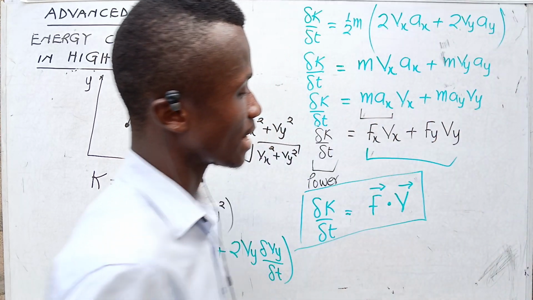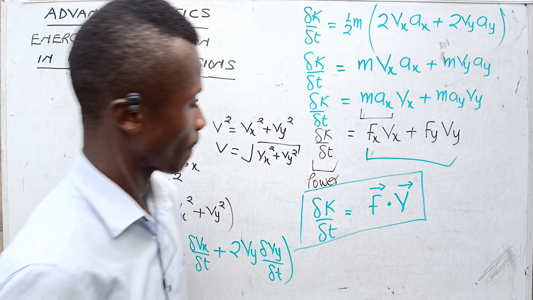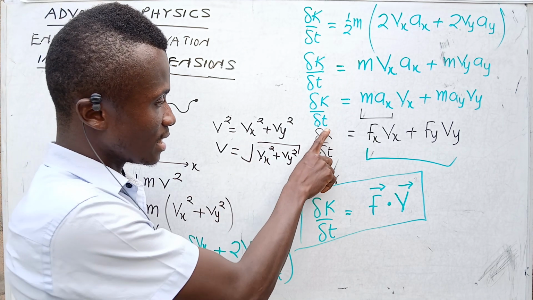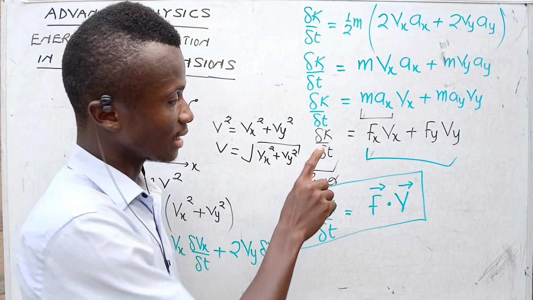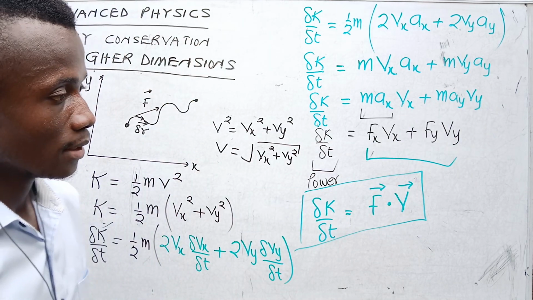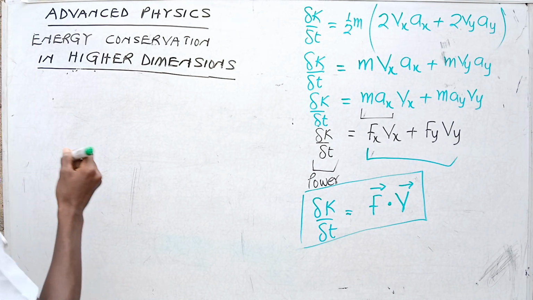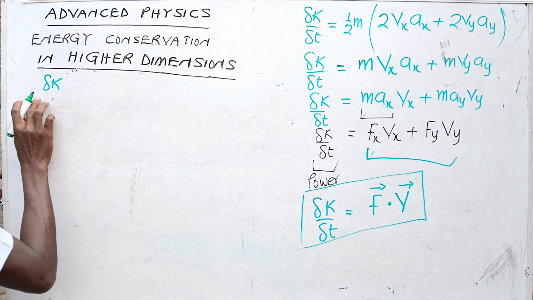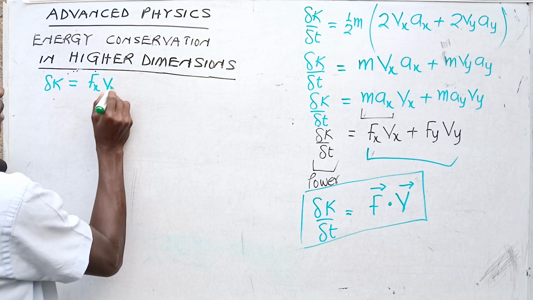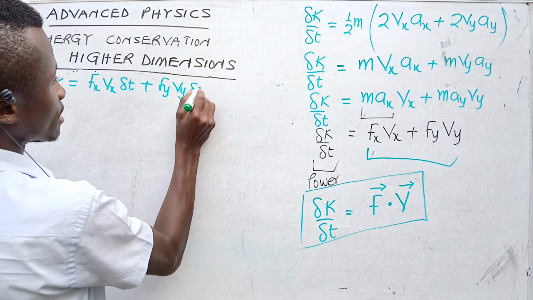They stumble upon an idea, then they give it a name. We call this a dot product. Now, this is the change in the kinetic energy with respect to time, but we just want the change in the kinetic energy alone. So let's multiply through by dt. By so doing, we have dK, which is a change in the kinetic energy, is going to be equal to Fx vx dt plus Fy vy dt.